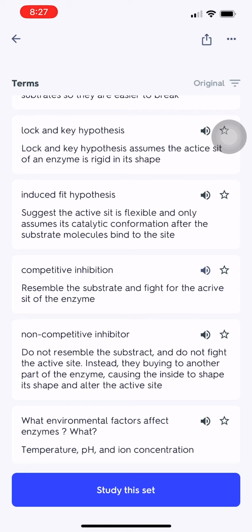Competitive inhibitors resemble the substrate and fight for the active site of the enzyme. Non-competitive inhibitors do not resemble the substrate and do not fight for the active site. Instead, they bind to another part of the enzyme, causing the enzyme to change its shape and alter the active site. What environmental factors affect enzymes? Temperature, pH, and ion concentration.